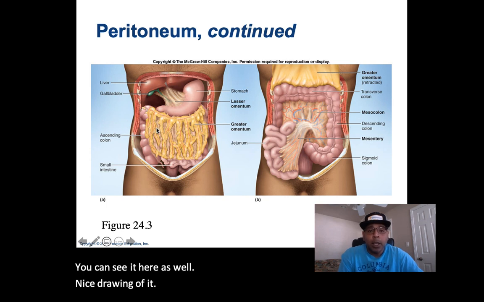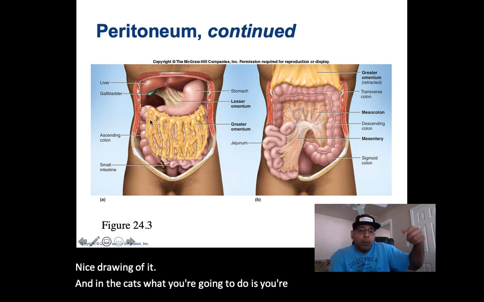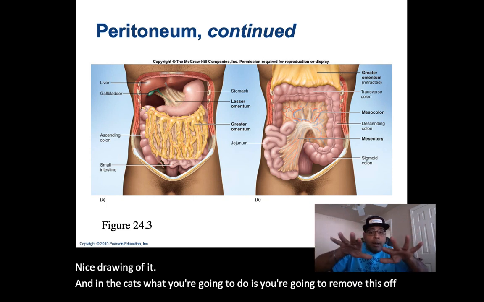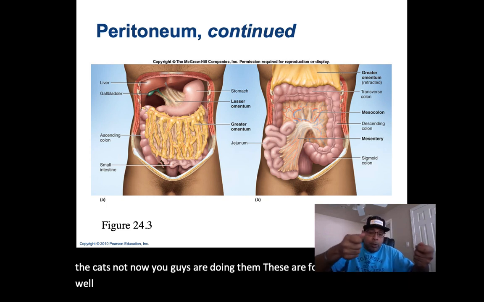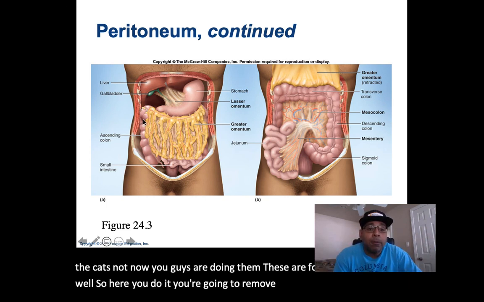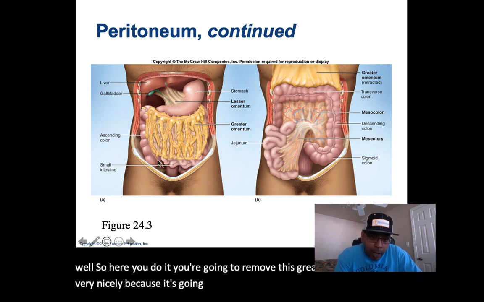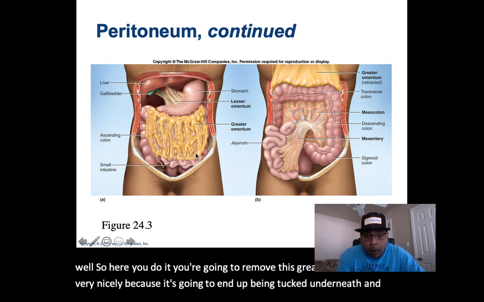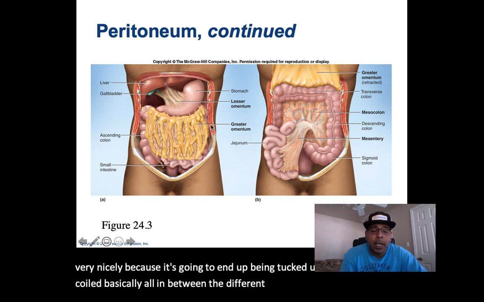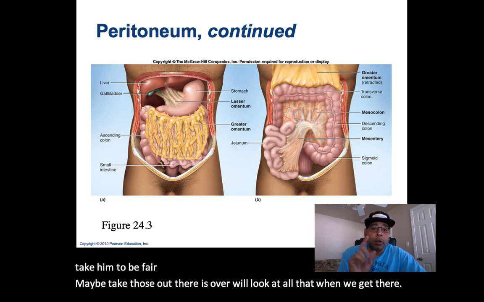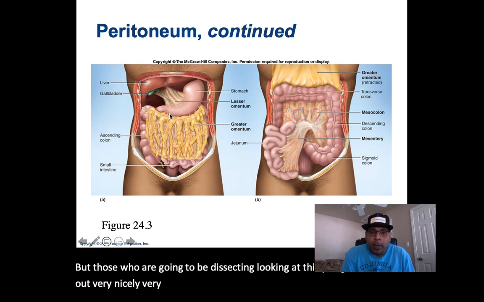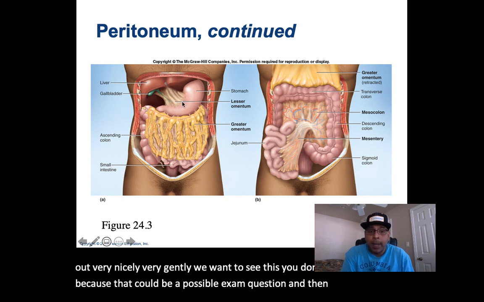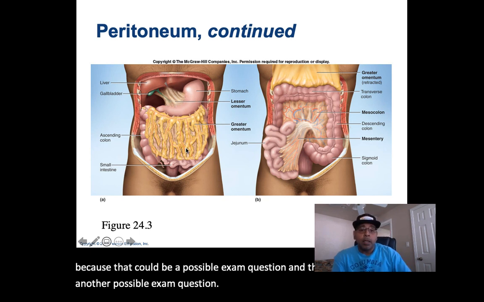And in the cats, what you're going to do is remove this off the cats. Not now, obviously, you guys aren't doing them. These are for future students as well. So here, you're going to remove this greater omentum off very nicely because it ends up being tucked underneath and coiled in between the different coils of that small intestine. So you can't tear it. Those of you who are going to be dissecting have to take it out very nicely and very gently. We want to see this. You don't want to tear it out because that could be a possible exam question. And this one can also be another possible exam question. So greater omenta, lesser omenta.